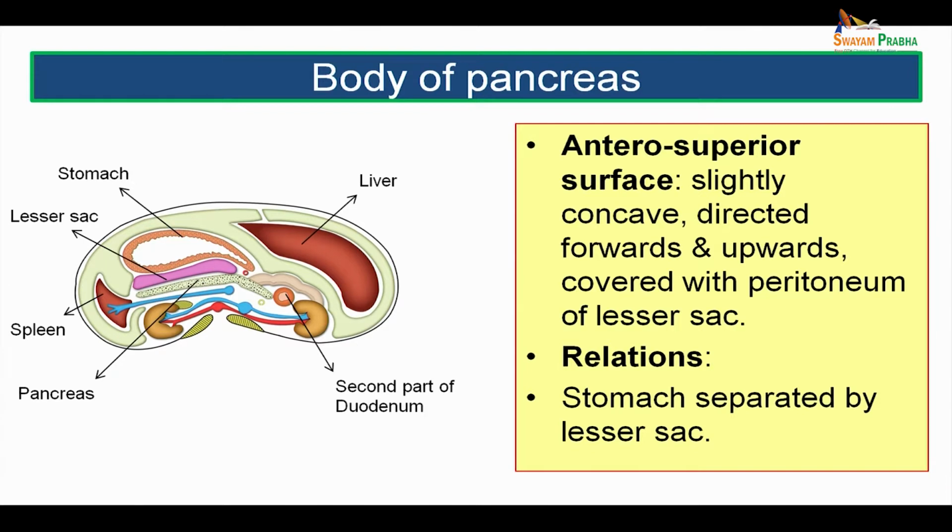The anterosuperior surface is slightly concave, directed forwards and upwards and is covered with peritoneum of the lesser sac. It is related to the stomach which is separated by the lesser sac. The picture here shows us a section through the abdomen. What we see here is the pancreas, the head, neck and body of pancreas up to the tail, and just anterior to it we see the lesser sac separating the anterosuperior surface from the stomach which lies anterior to the lesser sac.